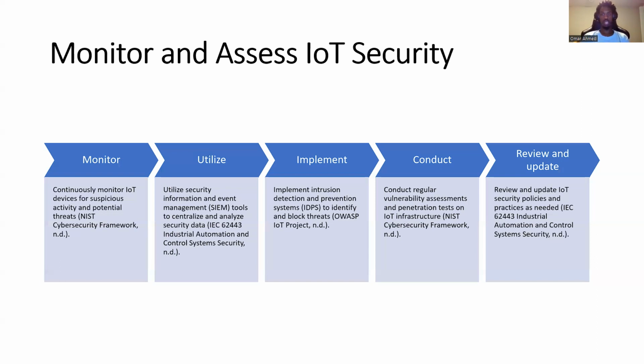Implement intrusion detection and prevention systems to identify and block threats targeting your Internet of Things infrastructure. Conduct regular vulnerability assessments and penetration tests to proactively identify and address potential weaknesses in your Internet of Things devices and networks. And lastly, you'd want to review and update Internet of Things security policies and practices as needed, ensuring that your organization's security posture remains strong and adaptive to the changes.